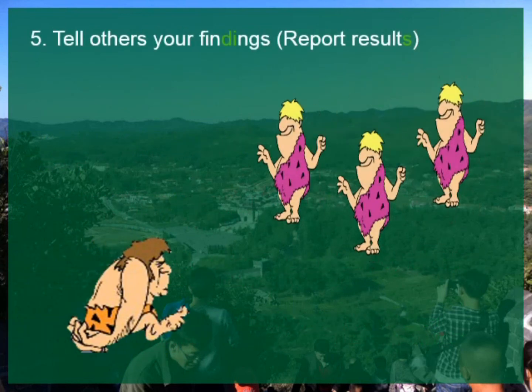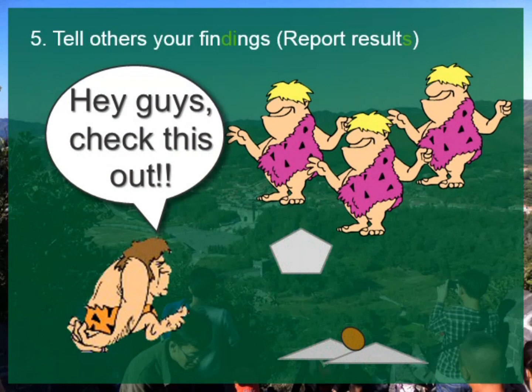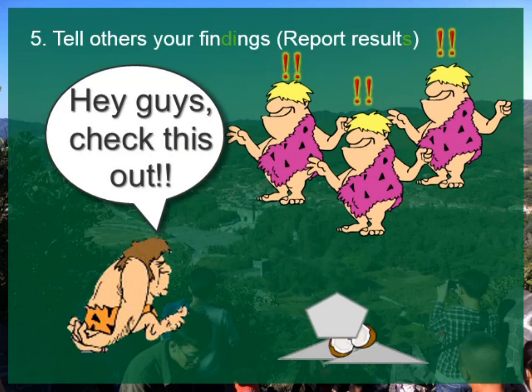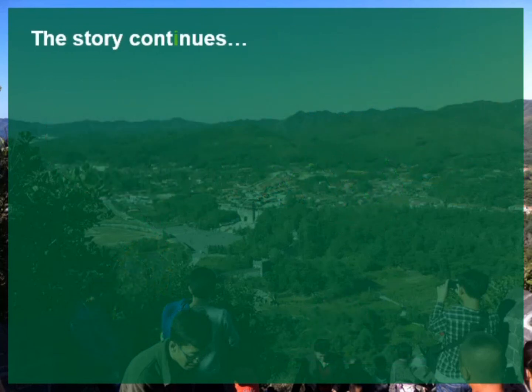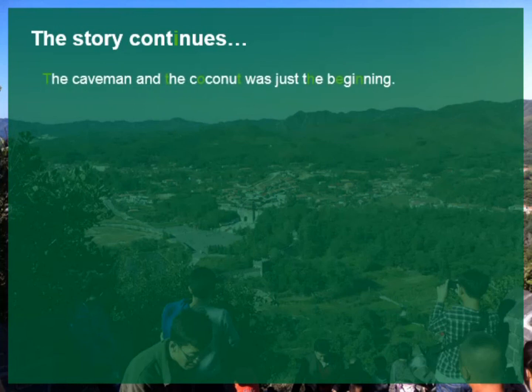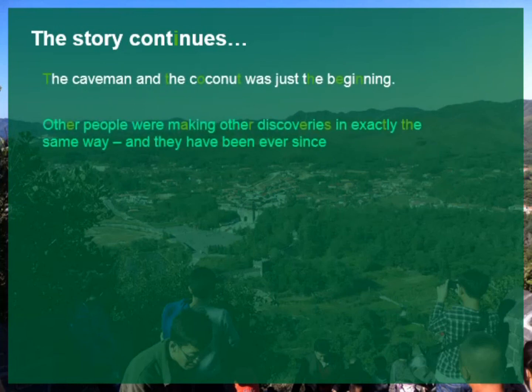So our caveman, as we saw before, went to his friends and said, check out what I can do with my nuts. So the caveman and the coconut was just the beginning of our story. Other people were making similar discoveries in exactly the same way, and they have been ever since.